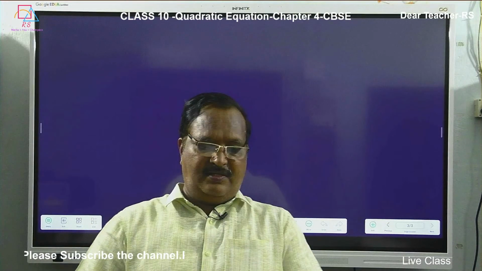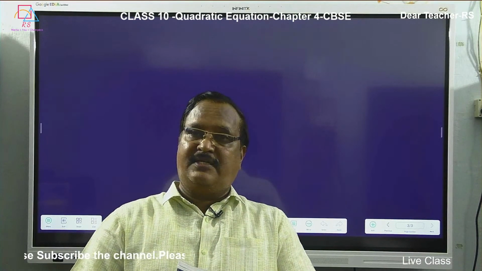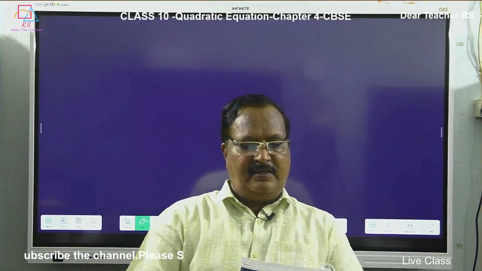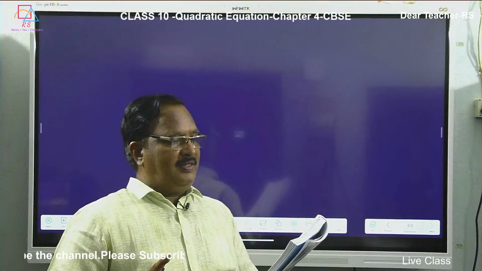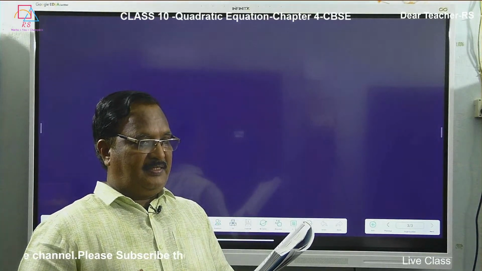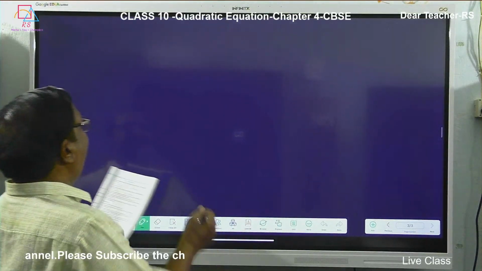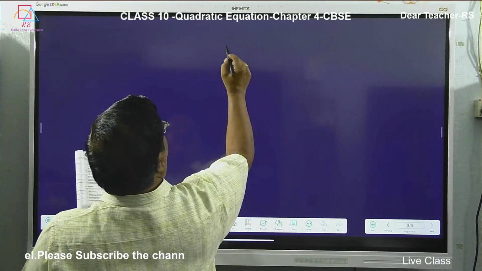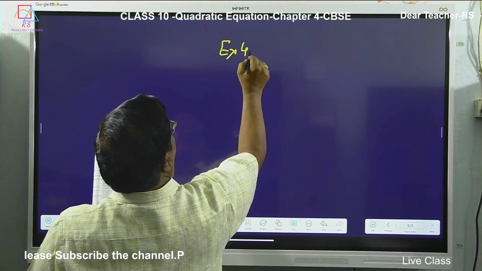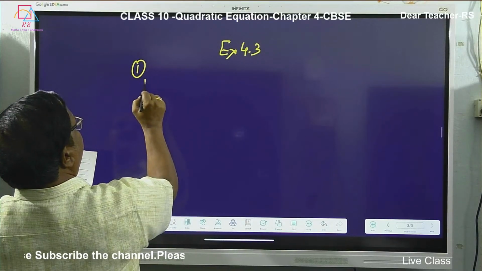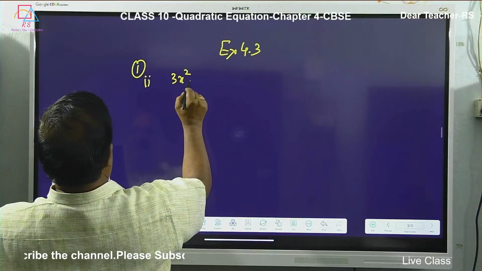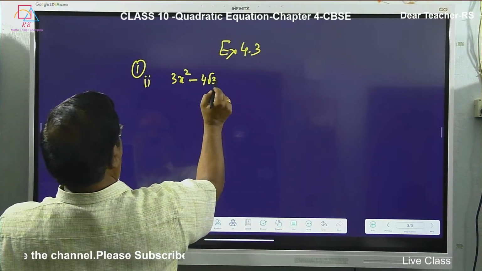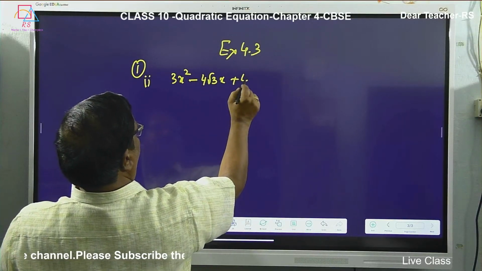In this, 3 bits are there. Which bit do you want? Third bit or second bit? Second. Yeah, everybody will do the second bit only. Exercise 4.3 first question, second bit: 3x square minus 4 root 3 x plus 4 is equal to 0.